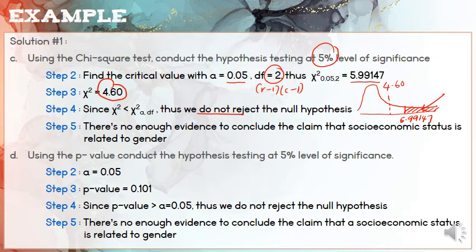Now, if the question asks you to use the p-value to test at 5% level of significance, our alpha value is 0.05, and given from the SPSS output, our p-value is 0.101. So since our p-value 0.101 is greater than alpha 0.05, thus we do not reject our H null. Thus there is not enough evidence to conclude the claim that socioeconomic status is related to gender. So by now, you should realize that no matter which method you choose, if one method does not reject, the other method also should give you the same decision, the same conclusion. Okay, now let's move to the next example.